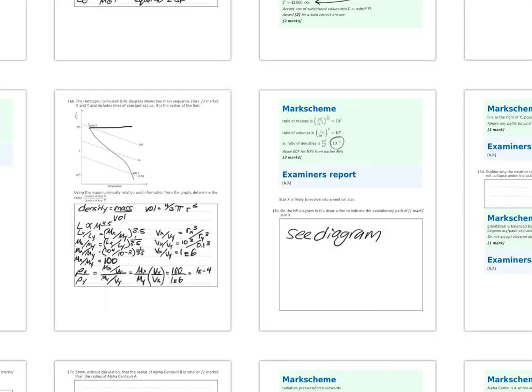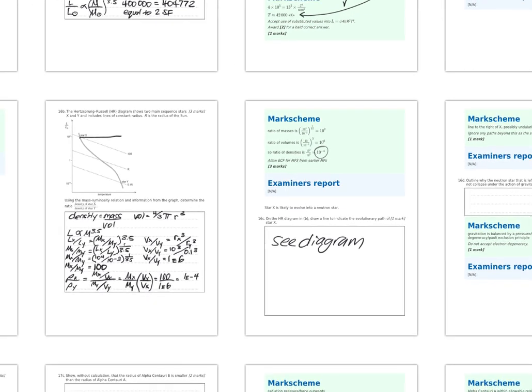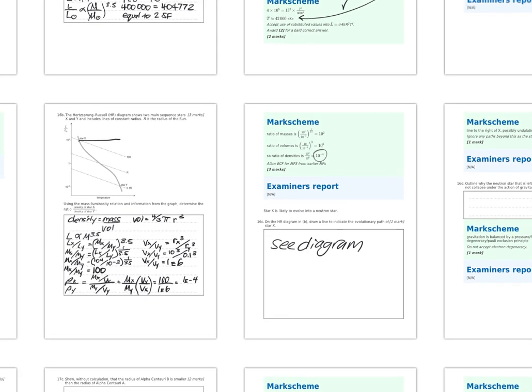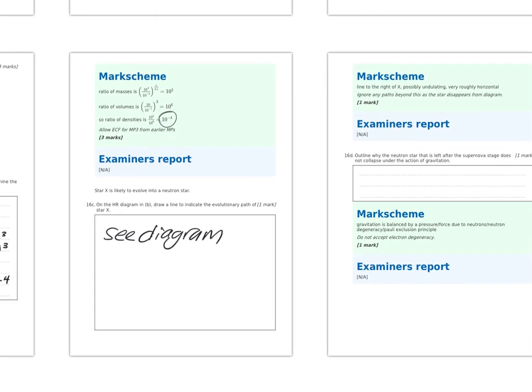Let's move on. So 16C says draw a line to indicate evolutionary path of star X, and it says draw a line to the right. It will get hotter over time as it approaches the white dwarf stage and eventually becomes a neutron star, so its temperature will increase. That's why it says line to the right of X, very roughly horizontal, so that it progresses higher in temperature for 16C.